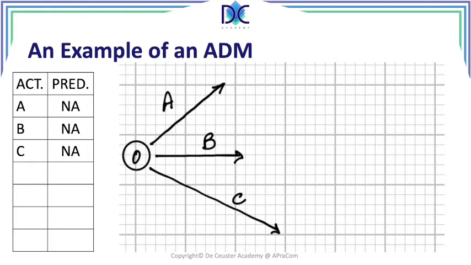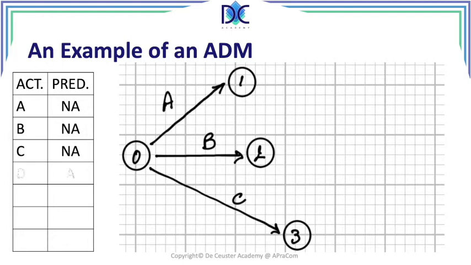And now we are going to add nodes. For A, we add the end node 1, so A is in fact an activity going from node 0 to 1. For activity B, we have the end node 2. And for activity C, we have the third node, node 3. A starts at 0 going to 1, B from 0 to 2, and C from 0 to 3.